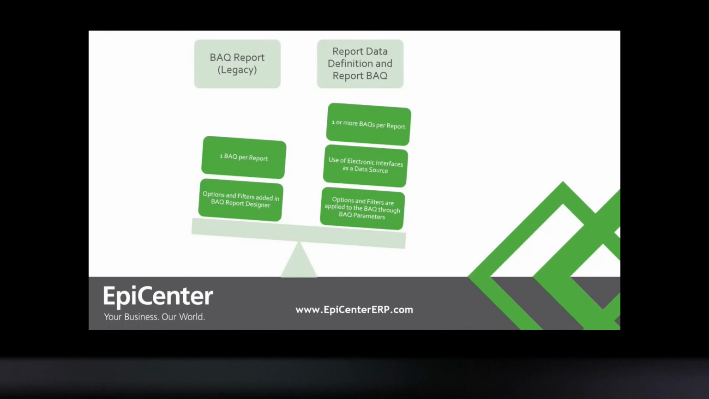So just from a comparison of the legacy to the new version with the report data definition, with the legacy you had one BAQ per report. And for the new one, you can do one or more BAQs, or electronic interfaces is another option, so you can also use those as a data source. Also in the BAQ legacy, the options and filters were added through the BAQ report designer. And with the new BAQ report data definition, they are using parameters within the query.